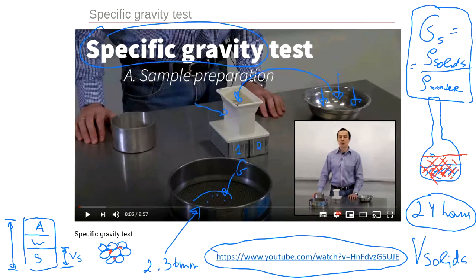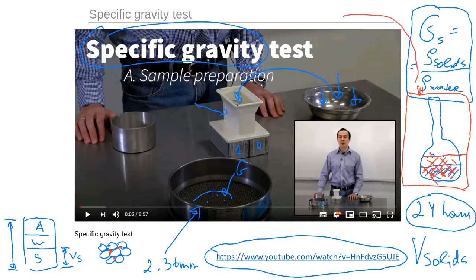And to do that, we put this bottle in a container, and the container is sealed so that air cannot go in and out. And then there is a valve. We connect this valve to vacuum pressure.